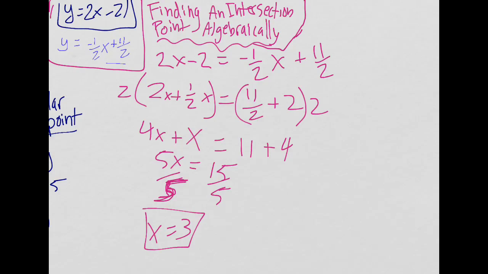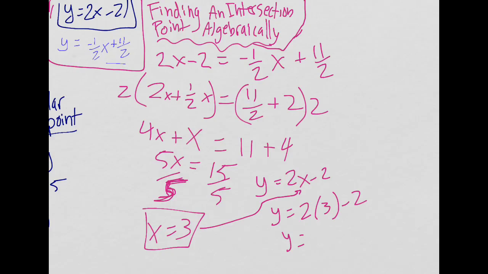But remember that both of these equations were written in terms of y. The first one was y equals 2x minus 2. So I need to take that value 3 and plug it in for x there to get y equals 2 times 3 minus 2. So y equals 6 minus 2, which is 4. So I've found the ordered pair that represents this point: (3, 4).